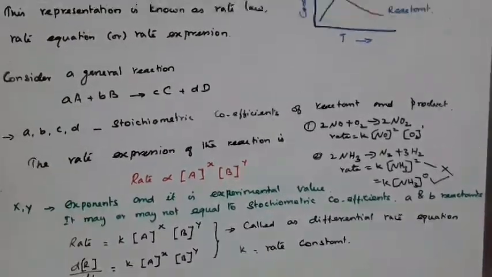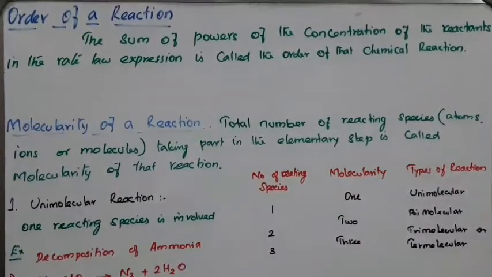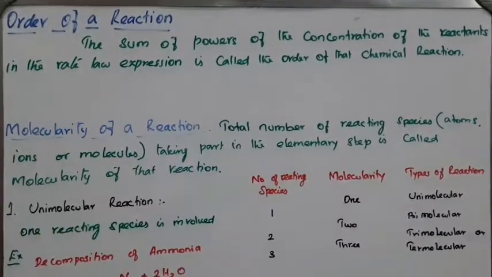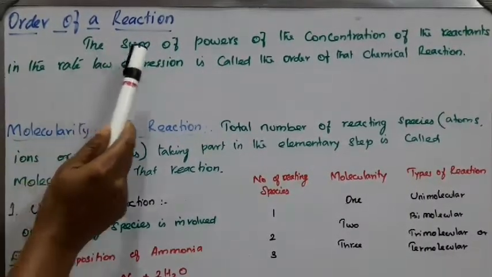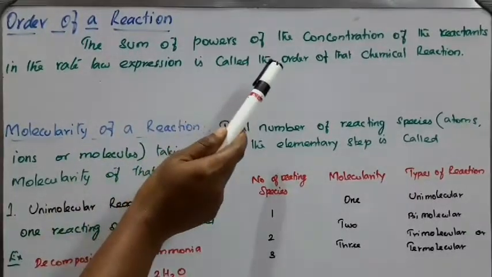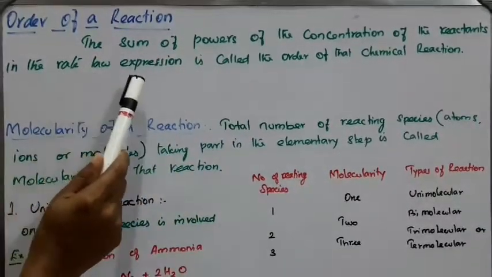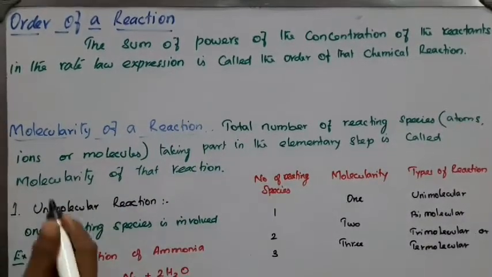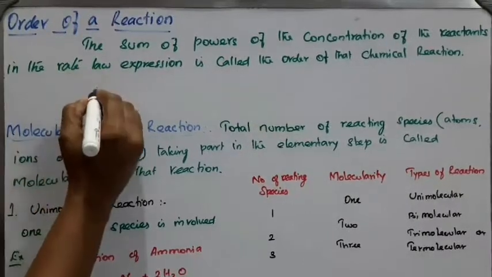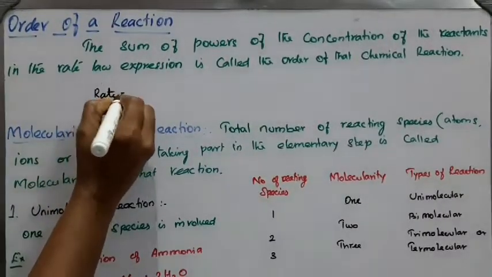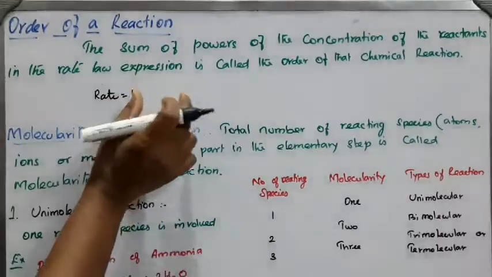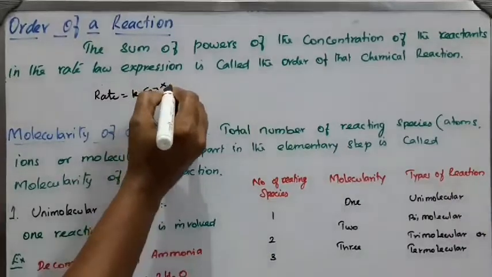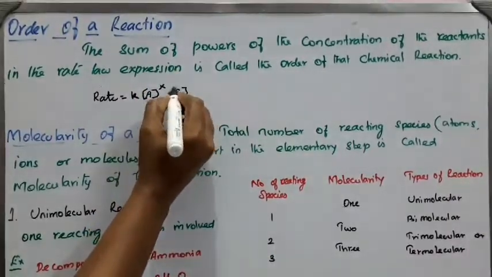That's all. Today's session we are going to see two concepts: order of a reaction and molecularity of a reaction. The order of a reaction is the sum of powers of the concentration of reactants in the rate law expression. How do you write the rate law? Rate equals rate constant into the concentration of reactants, A power x and B power y.